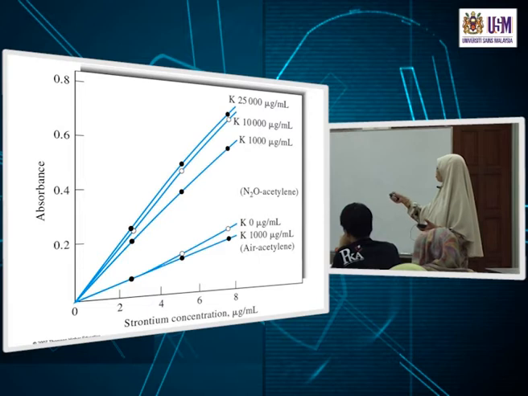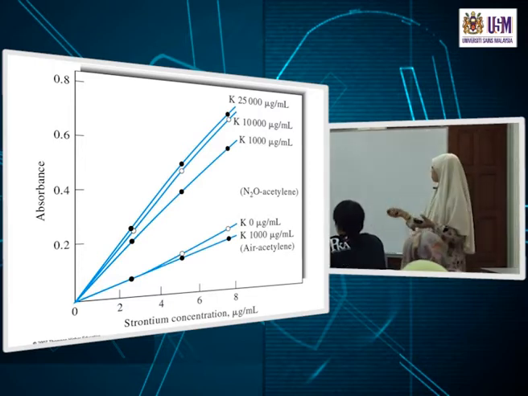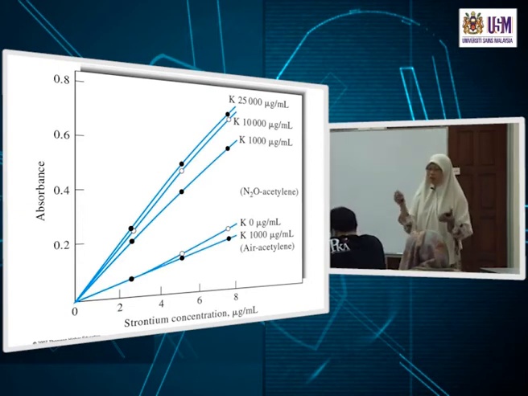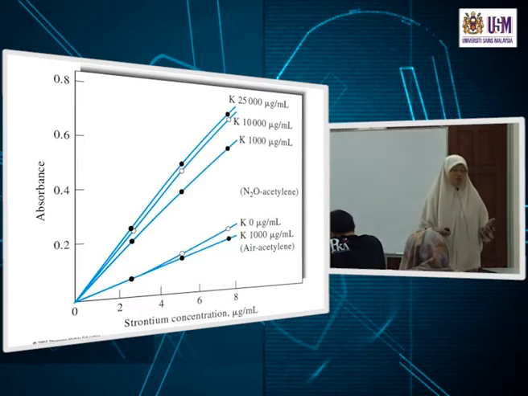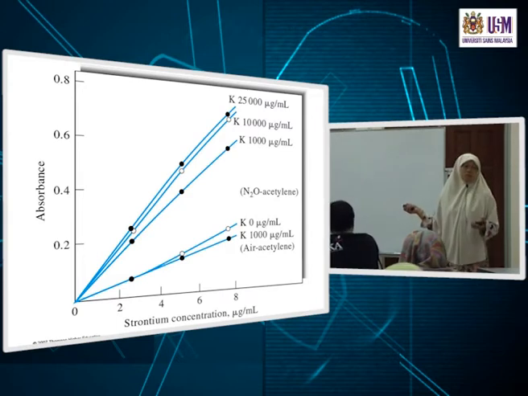And when you compare all these three, same flame, same concentration, different concentration of ionization suppressor. All these things, you know. One little plot can give you so much, but this is the proof. You talk about all the theory, why you use ionization suppressor, why must you add this, etc. Here's the proof.